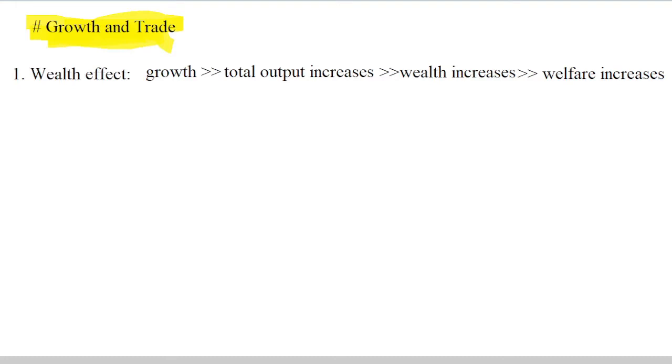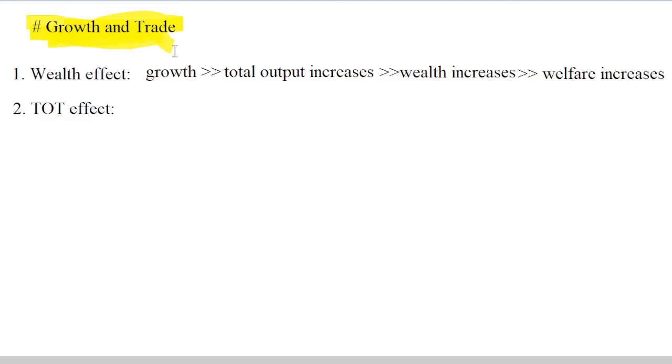And the other effect is the terms of trade effect, TOT effect. Now the terms of trade effect says that as the economy grows, the total output in the economy will increase. Due to this increase in the total output, your volume of trade will also increase. But due to that increase in the volume of trade, your terms of trade will deteriorate. And due to that deterioration of the terms of trade, welfare of that economy will decrease. So the terms of trade effect is a negative effect because due to growth, the welfare is decreasing as a result of the terms of trade effect.